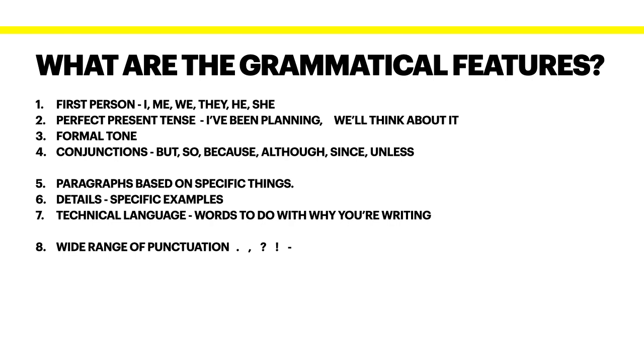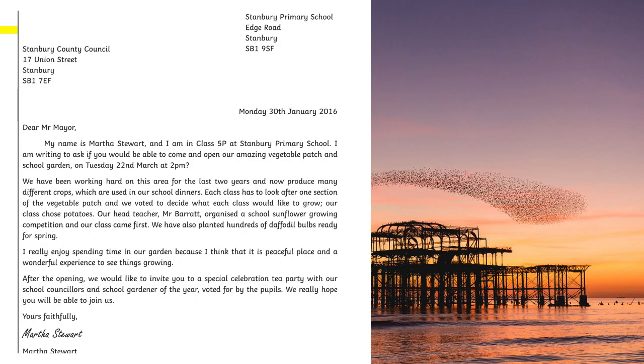Okay, we're now going to have a look at an example of a formal letter. Now, in this example, we can see the address and the date, and we've also included the address of the person we are writing to. So it's from Stanbury Primary School, and we're writing to Stanbury County Council. Now, you can put the address you're writing to on the outside of the envelope, or you can put it on the inside on the left-hand side like this.